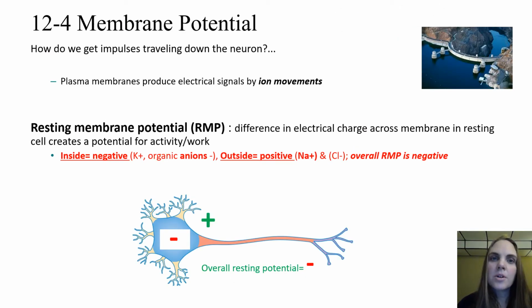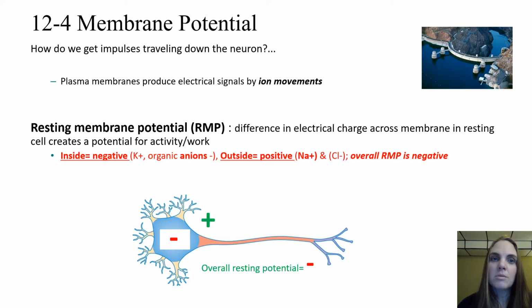So how do our neurons actually create impulses to send that information across that synapse? How do we get that message to travel down the neuron? Well, the plasma membranes of our neurons produce electrical signals thanks to the movement of ions across the membrane. There are several different membrane processes involved in this. So let's talk about some of the terminology. The first process we're going to talk about is the idea of resting membrane potential.